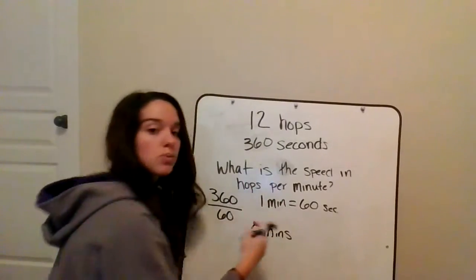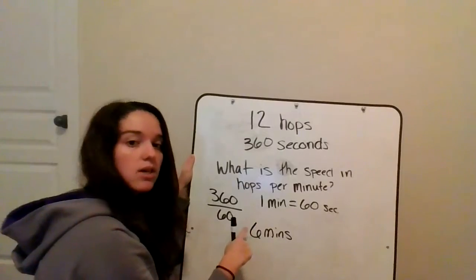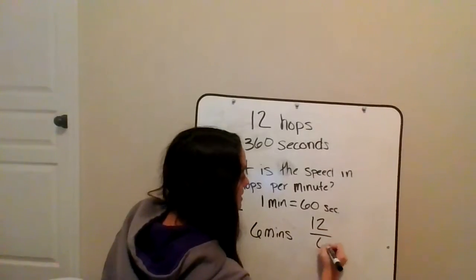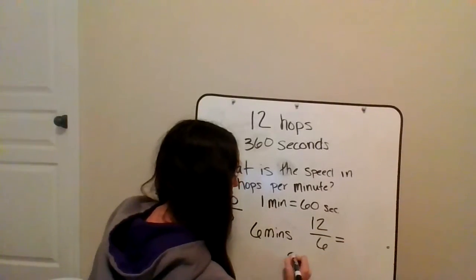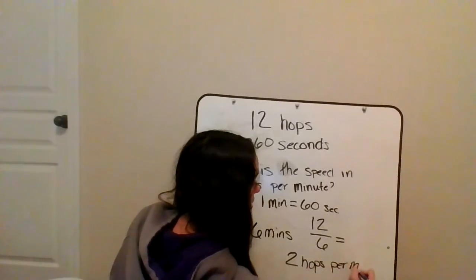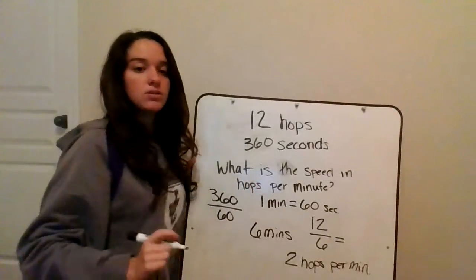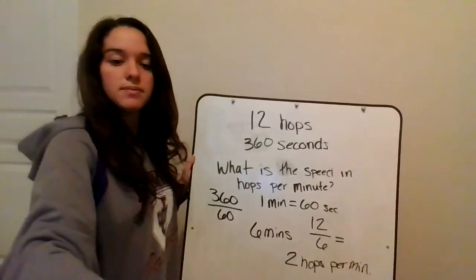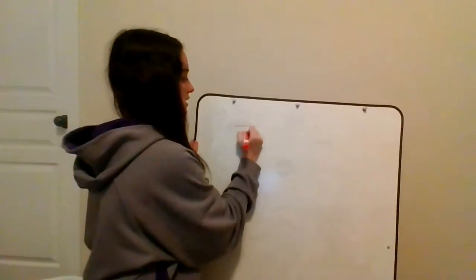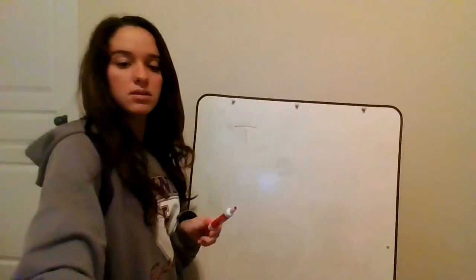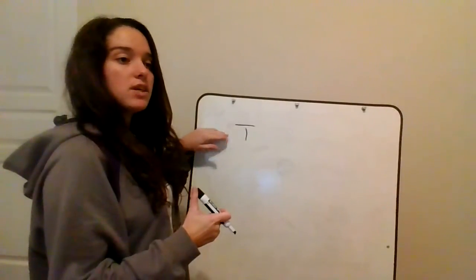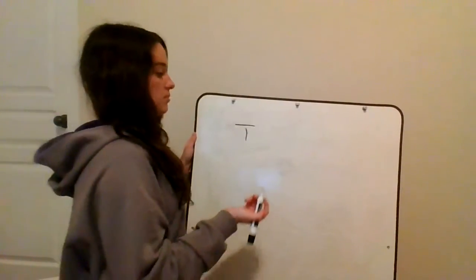Now we have 12 hops in 6 minutes. We need to know how many hops per minute. So you would do 12 divided by 6, and that is going to give you 2 hops per minute. Remember, when we're dealing with unit rates, our denominator always has to end in 1. Because our denominator always has to be the 1, you always have to figure out what you can do to get that 1.